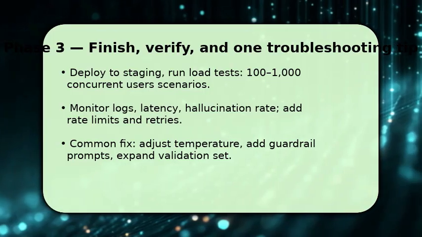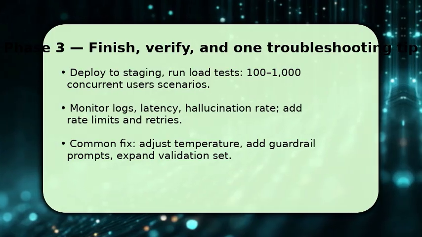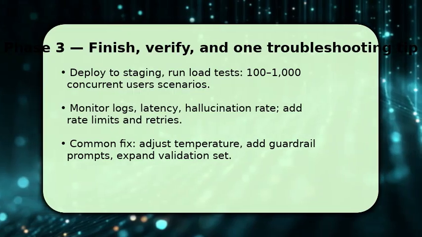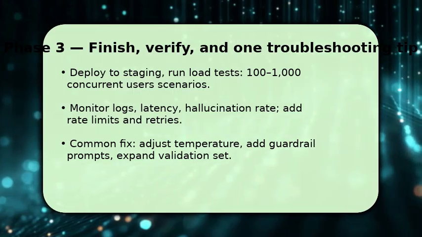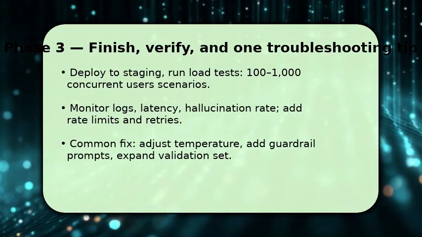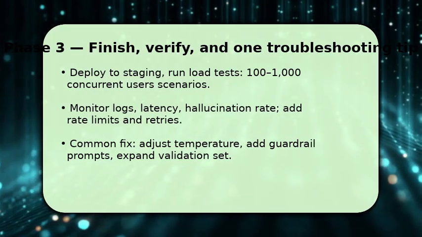Simulate 100 to 1,000 concurrent users to find bottlenecks. Monitor logs for latency and hallucination rate, and add rate limits, retry logic, and circuit breakers as necessary. If responses go off track, reduce temperature, add guardrail system prompts, and expand the validation examples. That often corrects behavior fast.